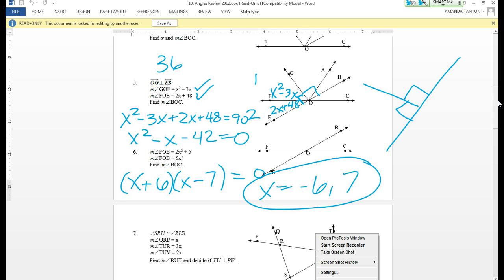So when you're finding BOC, which by the way is the same exact angle as 2x plus 48, they're vertical angles. So you're going to plug 7 in here, and you're going to plug negative 6 in here. You're going to have two answers. Okay? Just plug them both in. Let's move on.